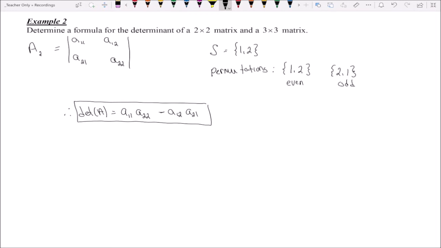And notice what's happening. To actually evaluate this determinant, what we're doing is A11 times A22, then minus, in the opposite direction, A12 times A21. Right, so we kind of do a cross. As we move from left to right, it's positive. As we move from right to left, it is negative.